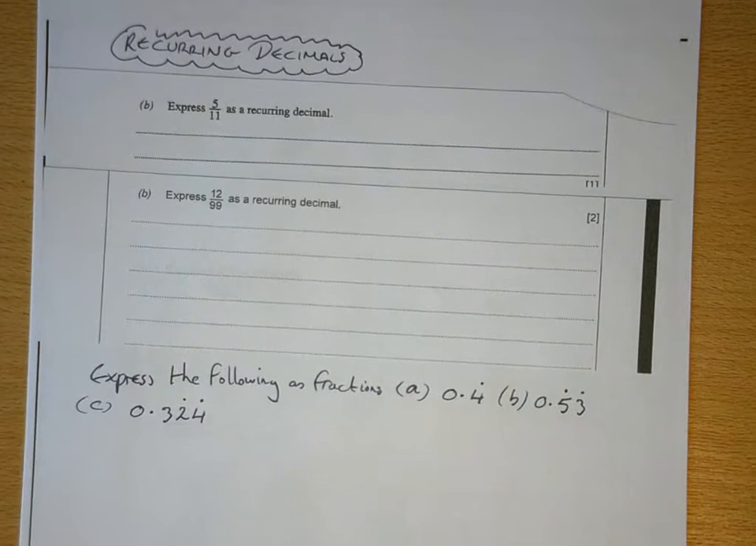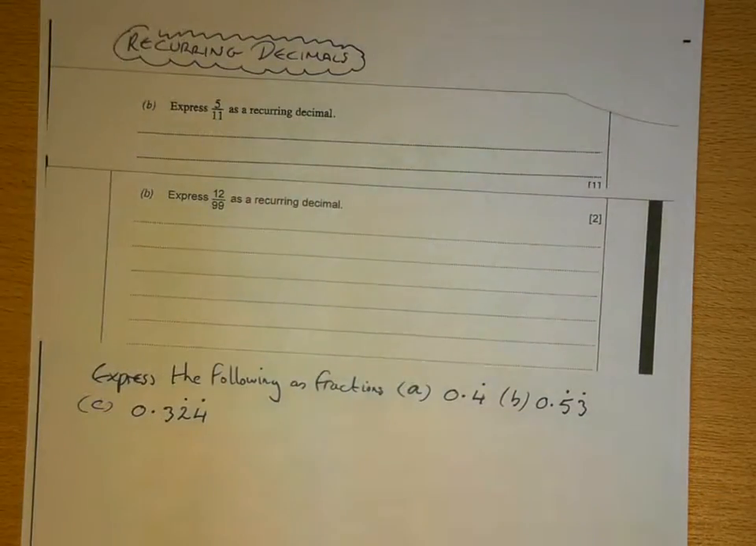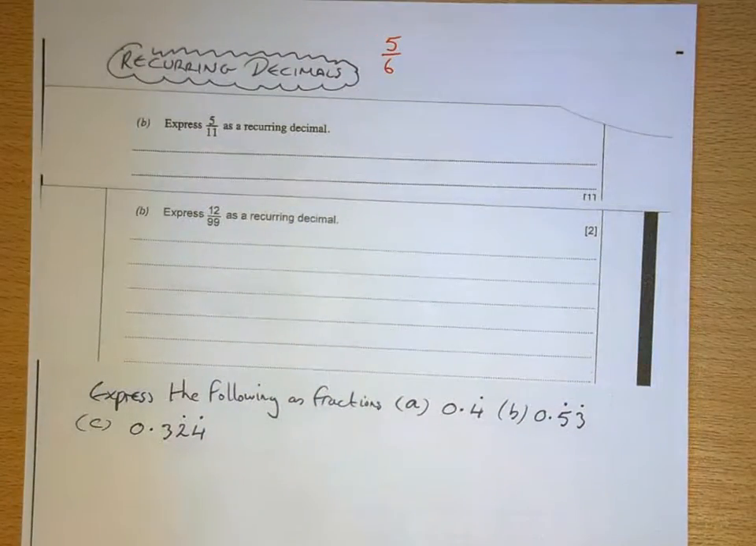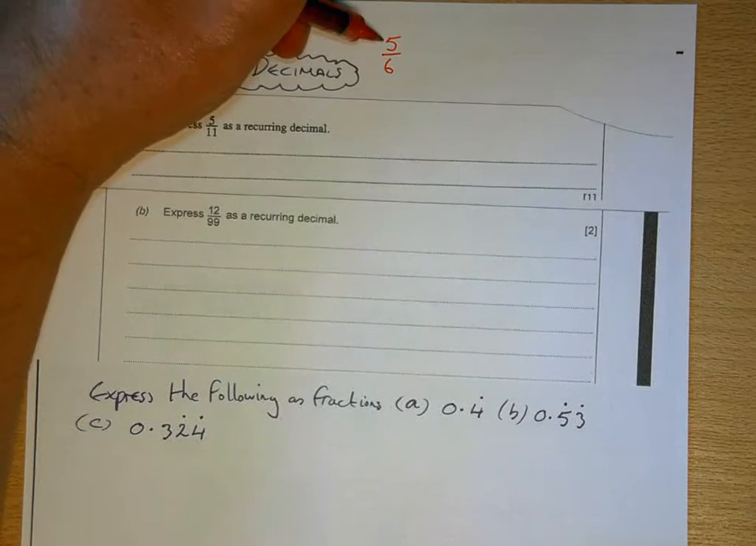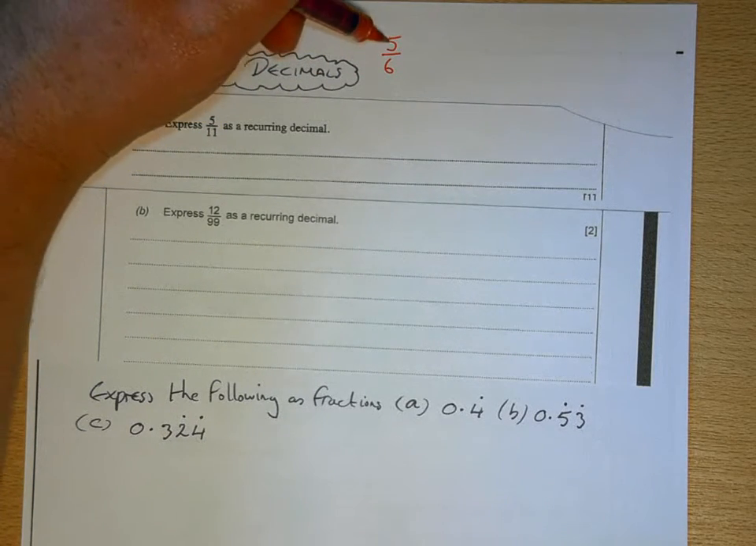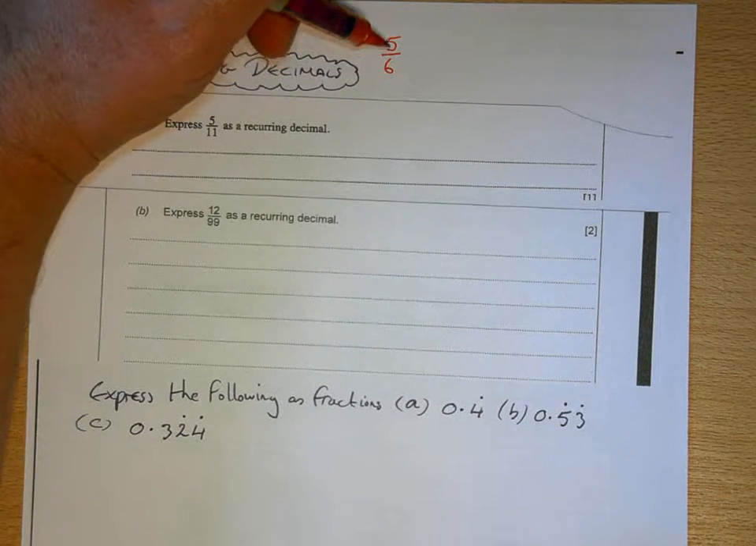But before we move on to those, let's take a look at turning fractions into decimals. Now the method for this is exactly the same as for turning any other fraction into a decimal. So if we took a fraction such as 5/6, for example, if you were asked to turn 5/6 into a decimal, you can think of that another way as 5 divided by 6.